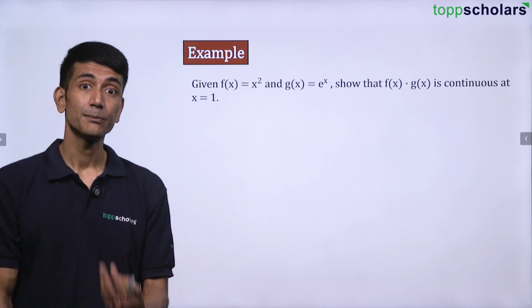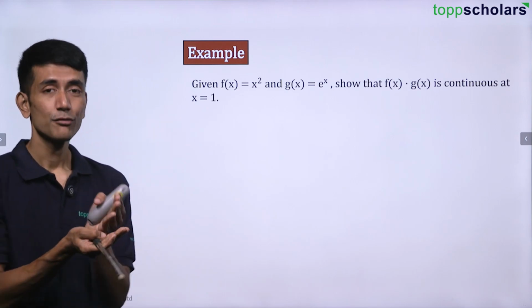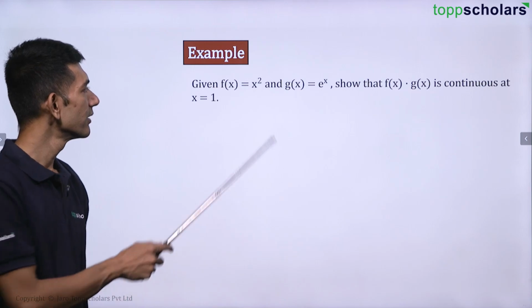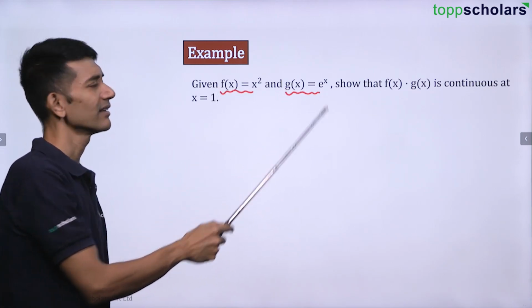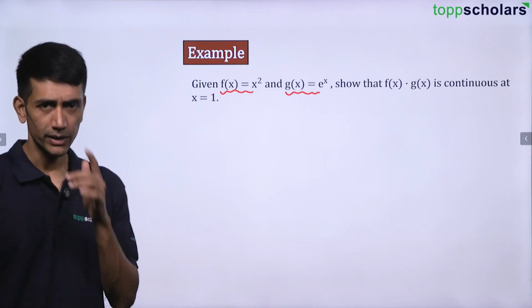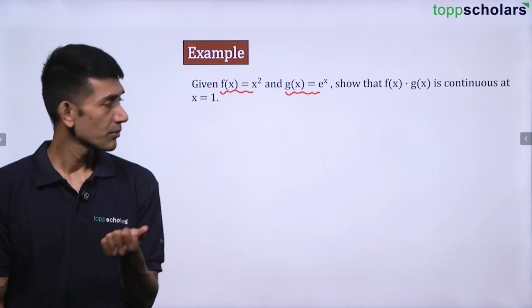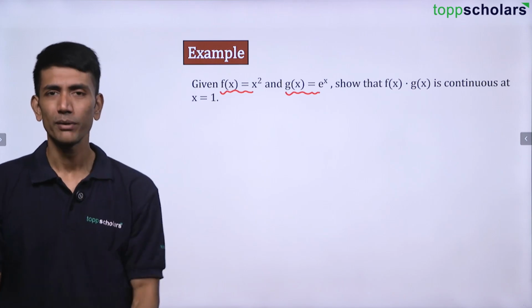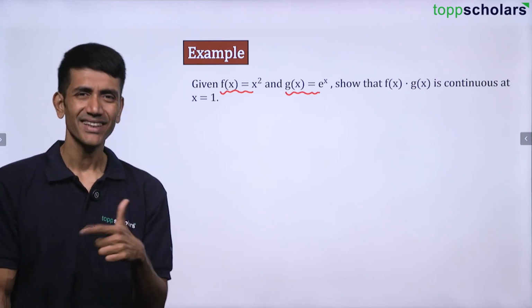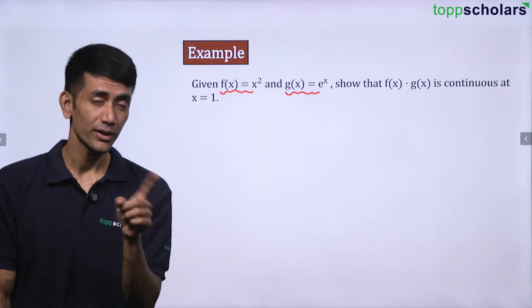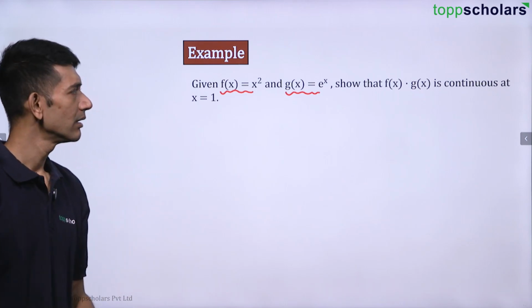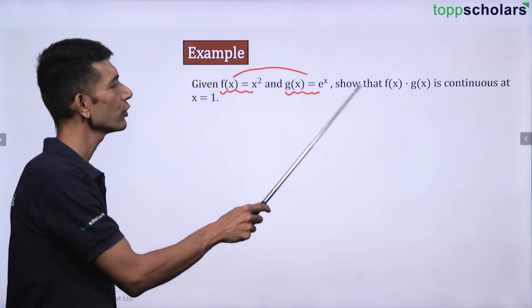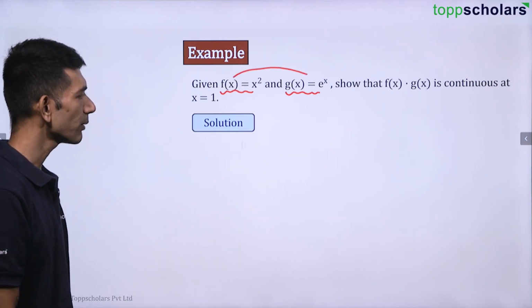Now, again algebra of continuous functions. There is multiplication between f(x) and g(x). So f(x) is x square, g(x) is e raised to x. Again, you don't need to do anything much. You can do this orally because x square is a polynomial function. e raised to x is an exponential function. We know that e raised to x is always continuous at any value of x as real number. So their multiplication is also going to be continuous. So same logic we are going to apply.